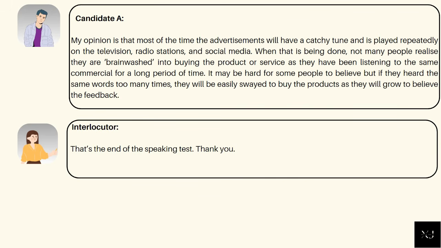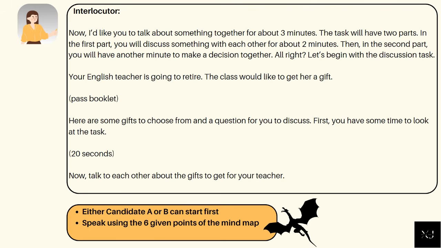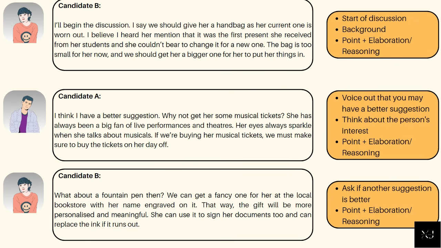That's the end of the speaking test. Thank you. Okay, moving on to part 3, explanation, the last part. For discussion, when the interlocutor tells you to start, either candidate A or candidate B can start first, okay? And you have to speak using the 6 points given to you on the mind map. As usual, you only have 20 seconds to think about what you're going to say, so think fast. That's why I say you need to practice a lot before going for your actual speaking test.